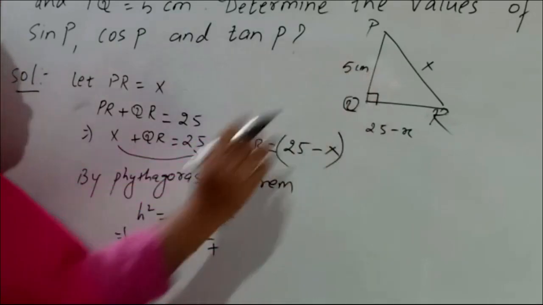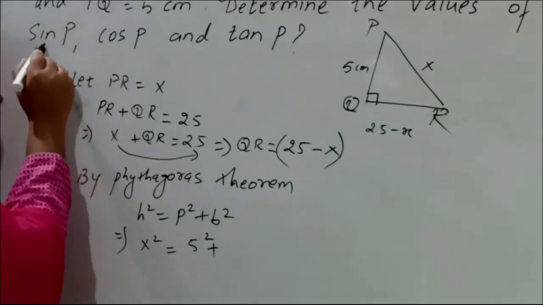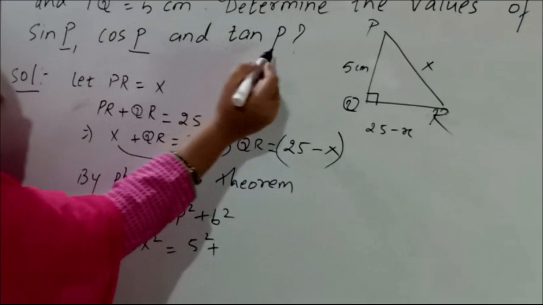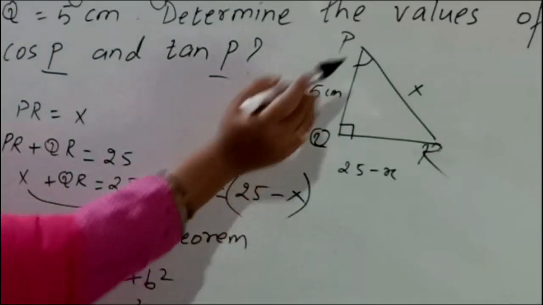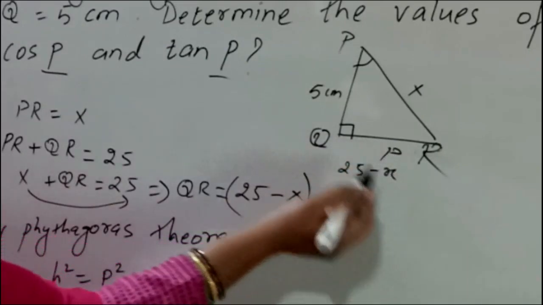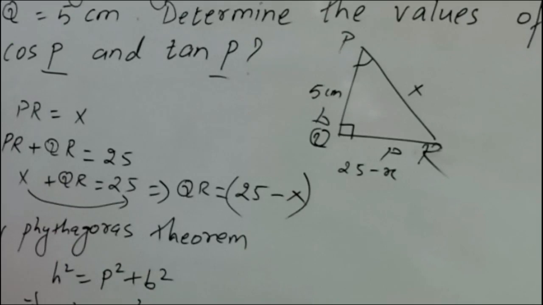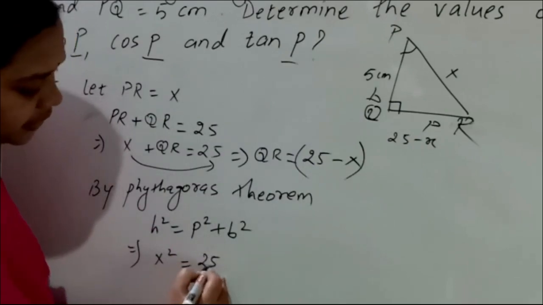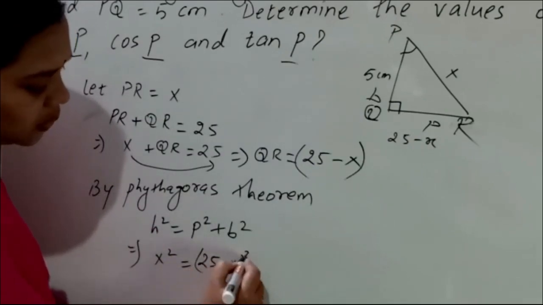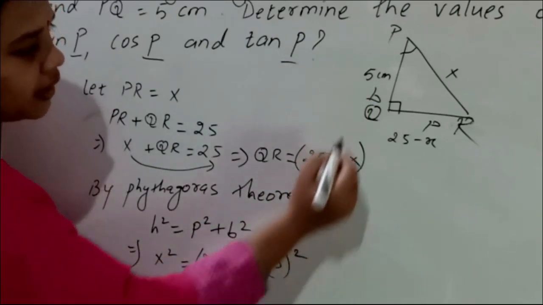Here, no angle of reference is considered. Otherwise, if you have to find sin P, cos P, tan P, take your angle of reference as P, then its opposite is the perpendicular and adjacent is the base. Then here it will change. Perpendicular is 25 minus x whole square, plus base 5 whole square.